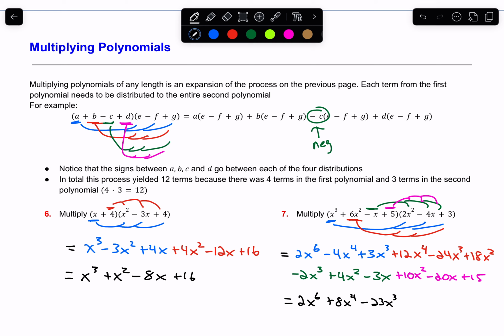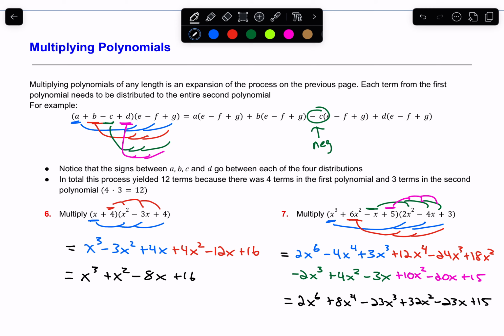Okay, then we have 18x squared and 4x squared. Oh, and a 10x squared. So 18, 4, and 10 is going to give me 32x squared. Okay, we only have two x terms, negative 3x and negative 20x. Together, that's negative 23x. And just the lone 15 in the back.